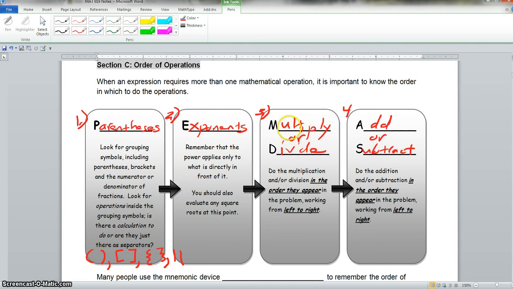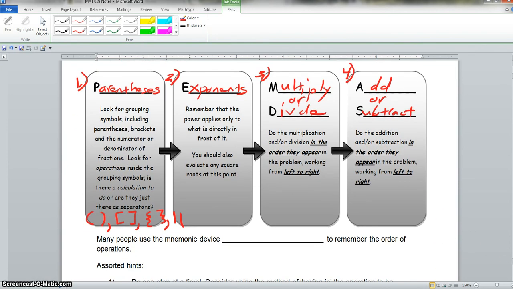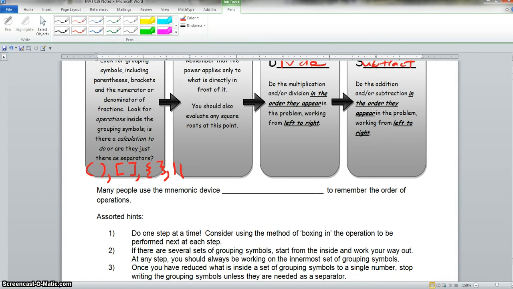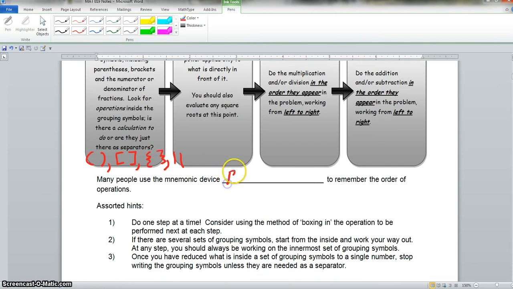And then we have multiply or divide. Remember, it depends on which one comes first from left to right. So if division comes first from left to right, you would do that. If multiplication comes first from left to right, you would do that. And then last but not least, you would add or subtract, whichever one comes first from left to right. Now, it says many people use the mnemonic device, and this mnemonic device is PEMDAS, to remember the order of operations.